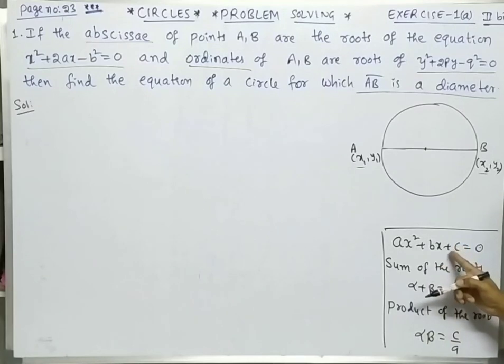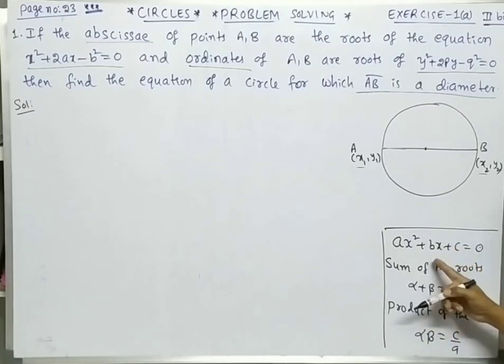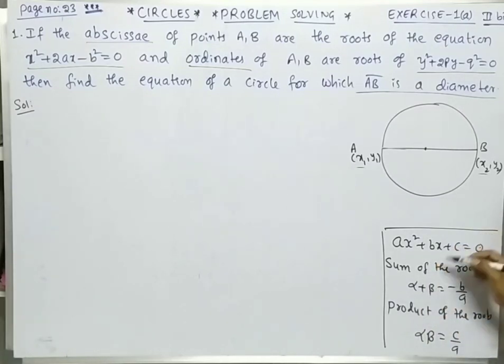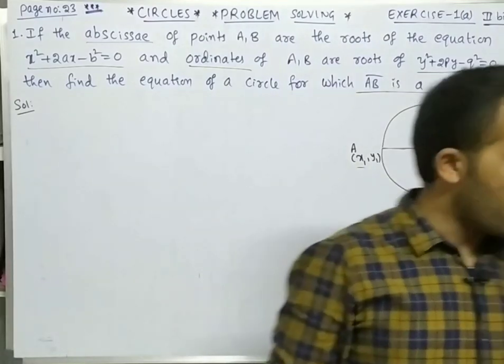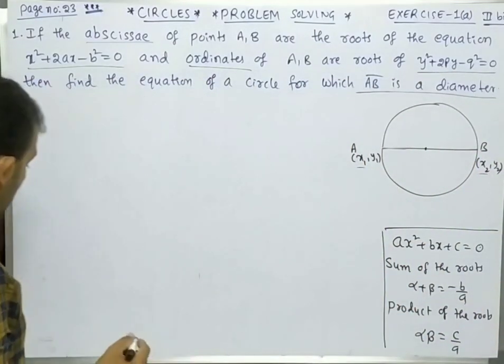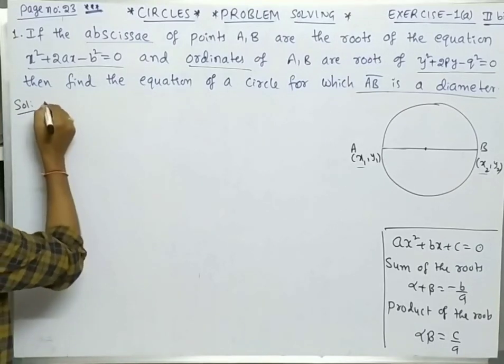Recall the previous knowledge: ax square plus bx plus c is equal to 0 is a quadratic equation with roots alpha and beta. Then the sum of the roots, alpha plus beta, is equal to minus b by a, and the product of the roots, alpha beta, is equal to c by a. We will use those conditions.